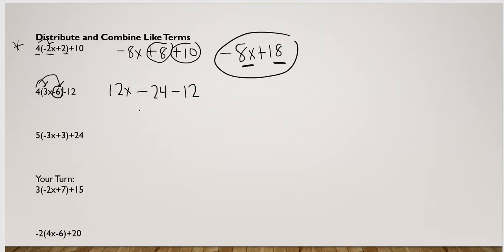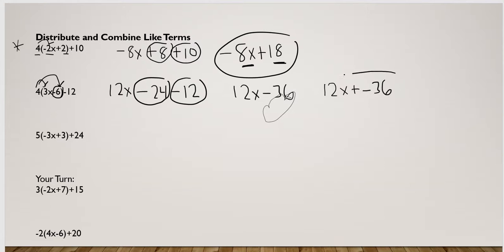At this point, we are going to then combine the negative 24 and the negative 12, and that is going to give us a negative 36. Okay, sorry, I don't know what happened to my pen right there. Now we can write this as 12x minus 36 or 12x plus a negative 36. These are the same answer. Okay, so let's do the third one right here, and then I'm going to let you practice a couple.